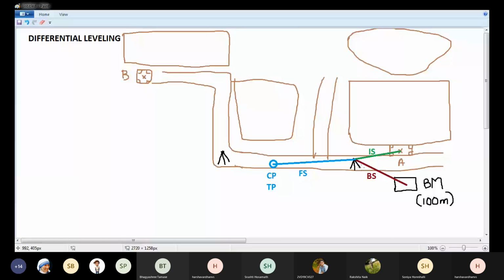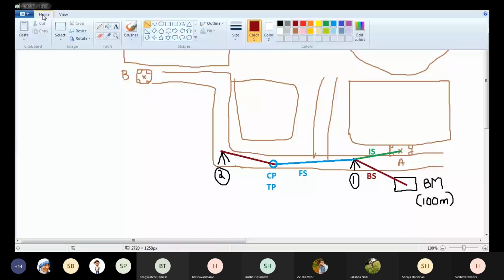Now, when the instrument is at instrument station 2, I know the elevation of the change point. So this particular change point acts as a benchmark after the instrument is shifted. So I'll take a staff reading on the change point whose elevation is now known to us. This particular staff reading is called backsight, because I know the elevation of this change point.